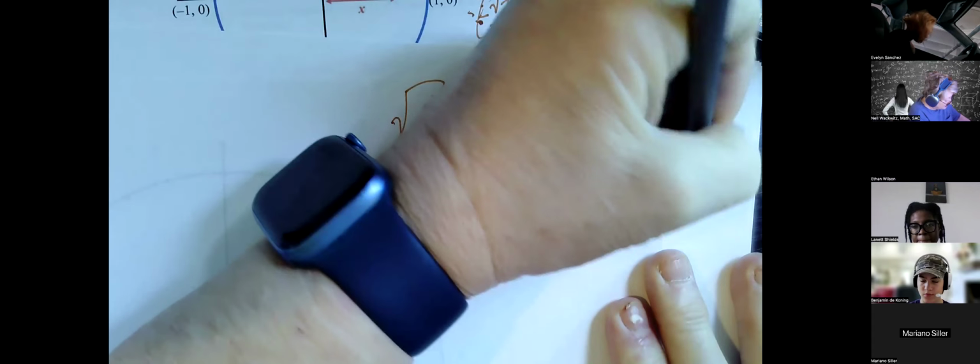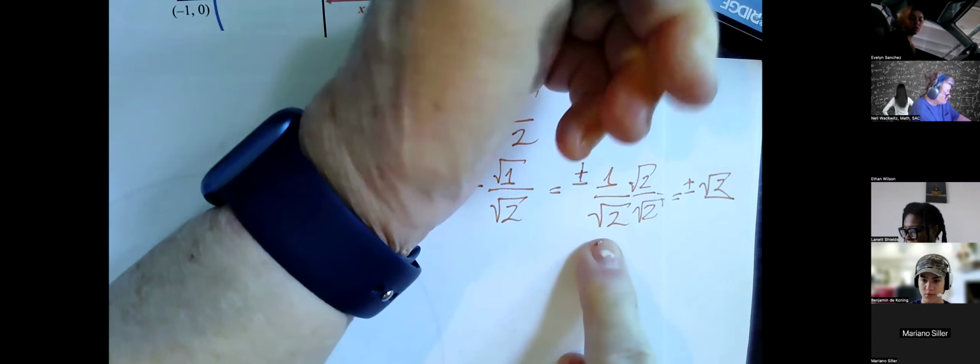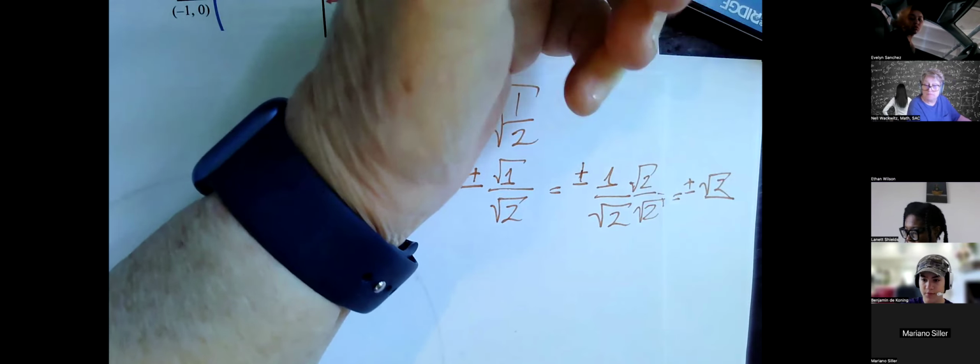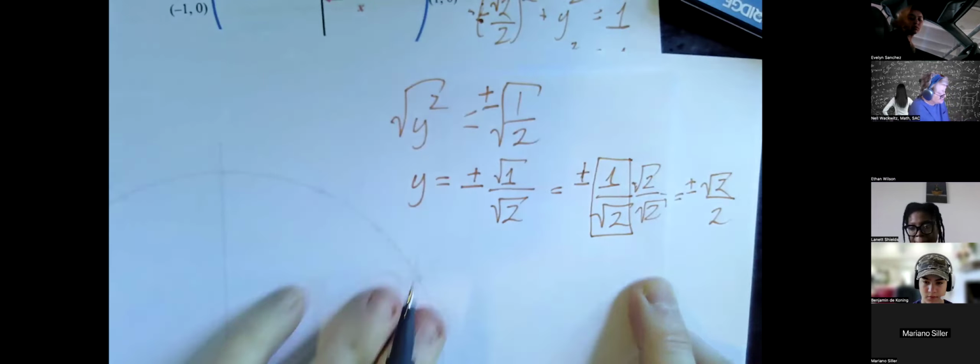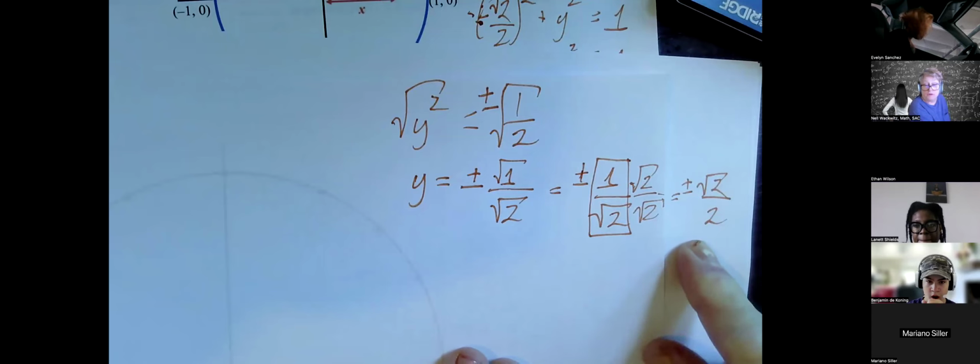And 1 times the square root of 2 is just the square root of 2. And the square root of 2 times the square root of 2, that's the same as the square root of 2 squared, and that is 2. There are several reasons why 1 over the square root of 2 is better than square root of 2 over 2. For one thing, when you take the reciprocal of 1 over the square root of 2, what do you get? Square root of 2 over 1, which is just the square root of 2.